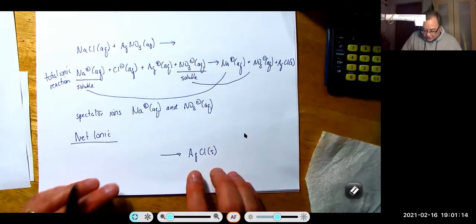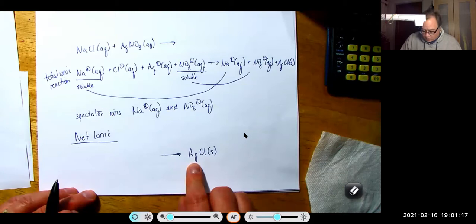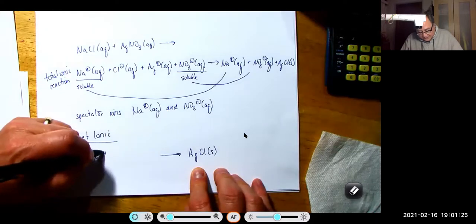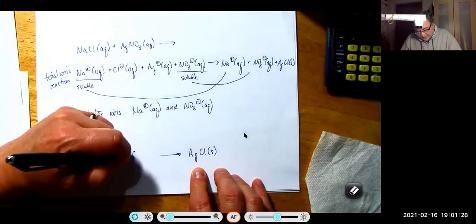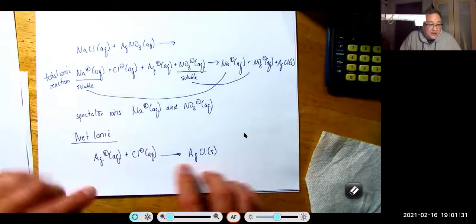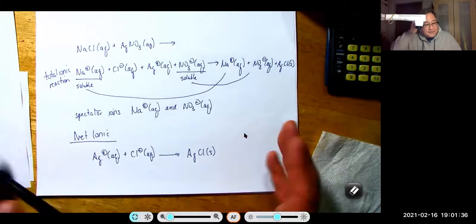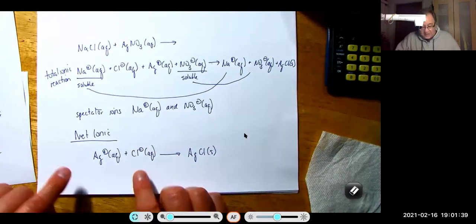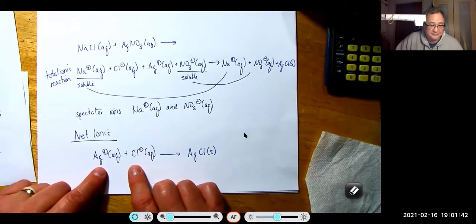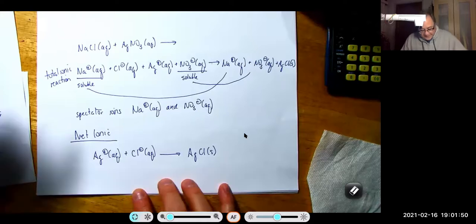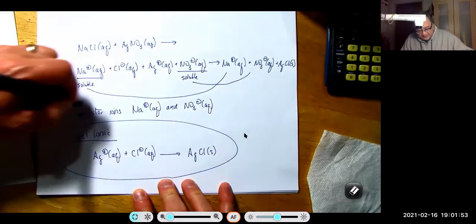Now, how do I finish it? I look at the solid and I ask, what aqueous ions came together to form this solid? We had silver aqueous ions and we had chloride aqueous ions. So these two aqueous ions, which used to be in separate containers, were forced into the same container. They saw each other and it was a match made in chemistry. They stuck together. The end. Okay, so this is the net ionic. These are the spectator ions.